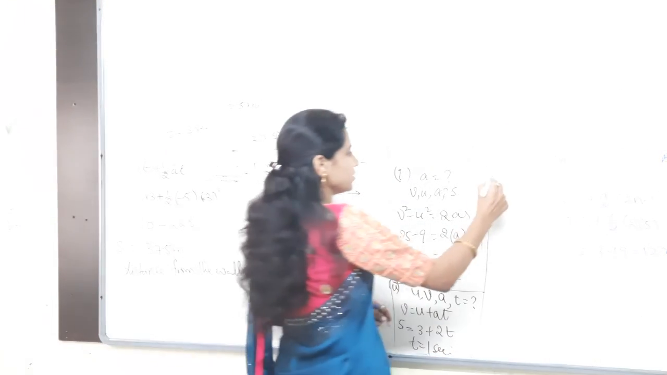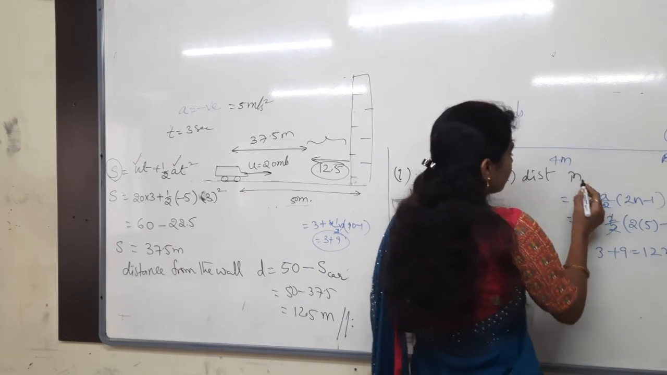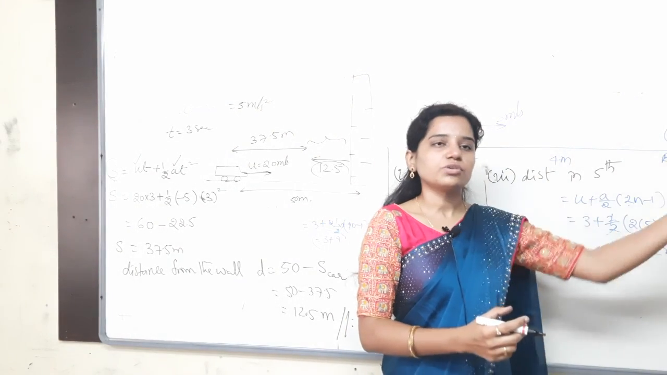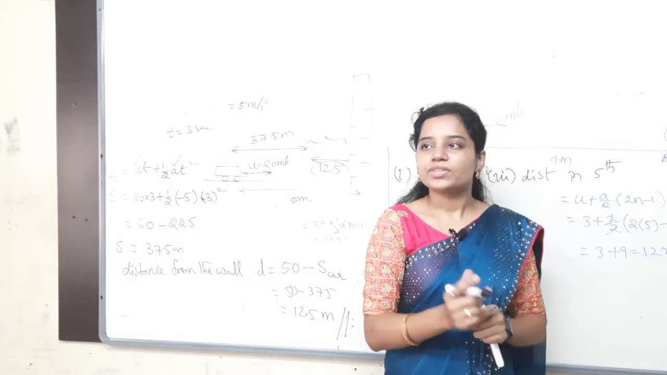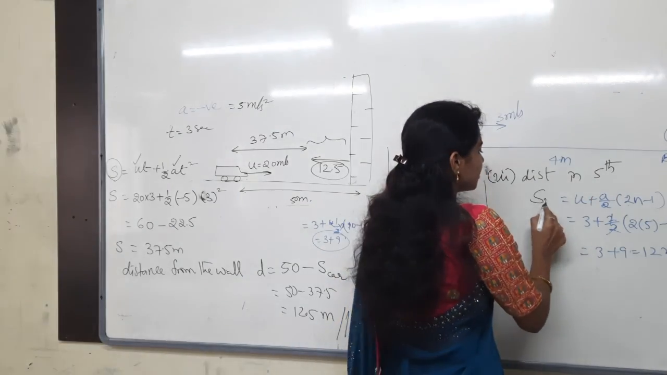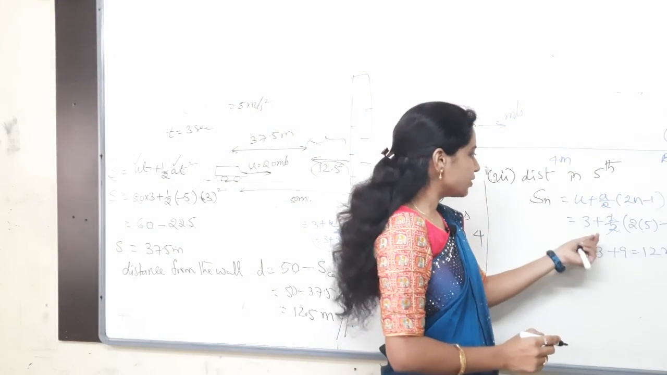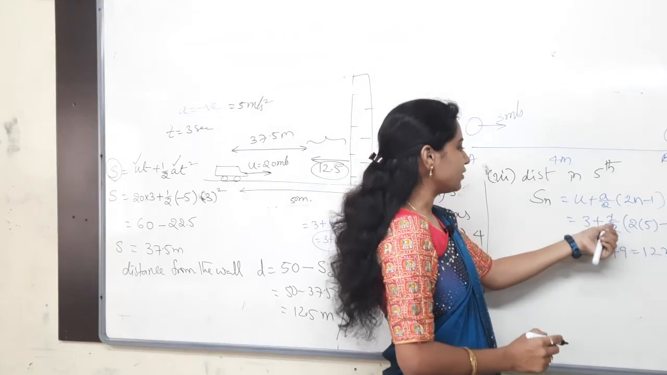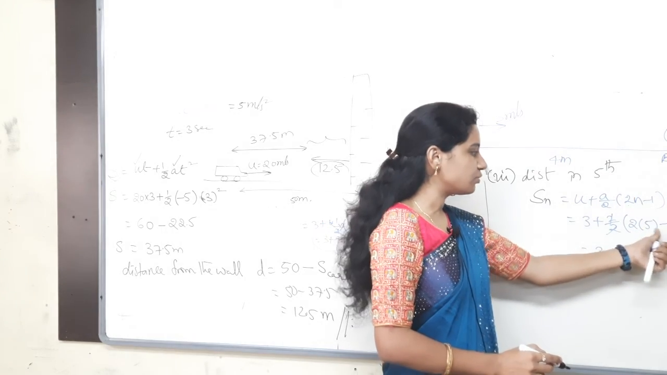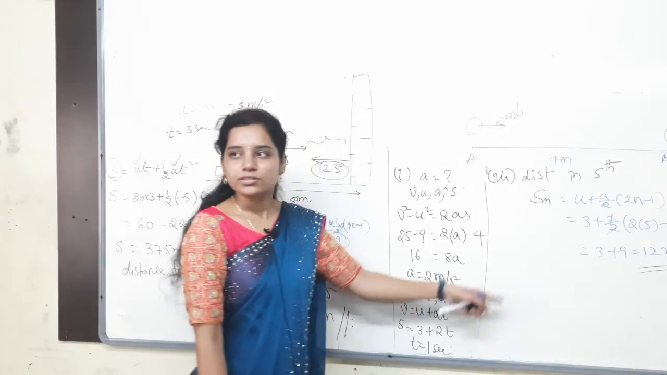The last question is displacement. They are telling the distance travelled in the 5th second. In the 5th second, you can use s equals ut plus half at square, otherwise Sn, for a particular instant of time. So what is the Sn formula? Sn equals u plus a by 2 into 2n minus 1. U is 3, a is 2, so 2 by 2, and n is 5, so 2 into 5 minus 1. Then the displacement you will get is 12 meters. Those are the answers.